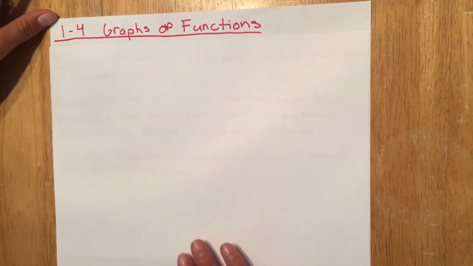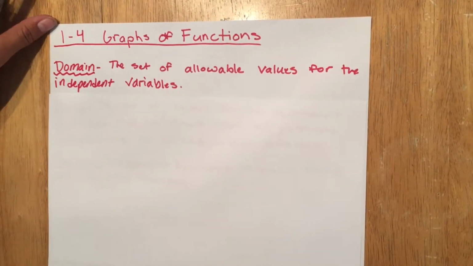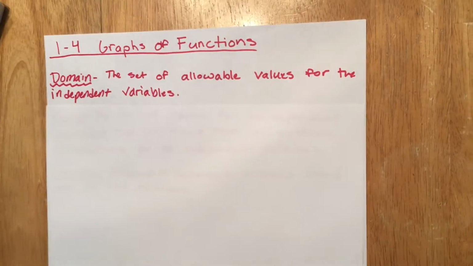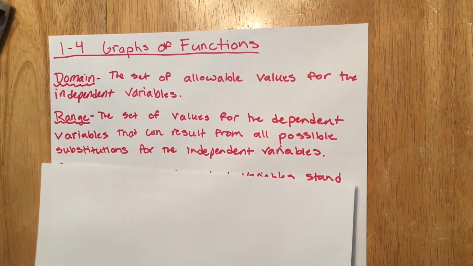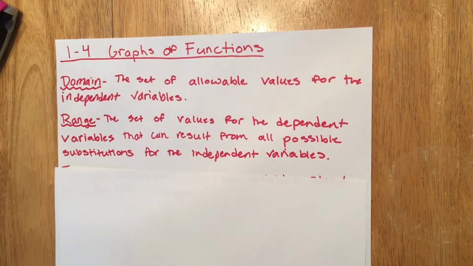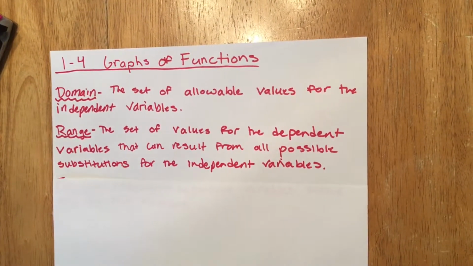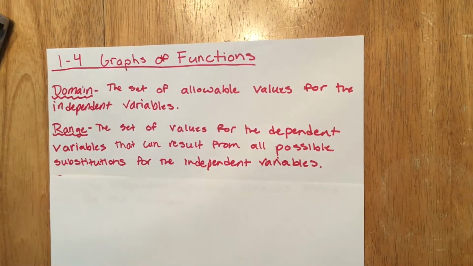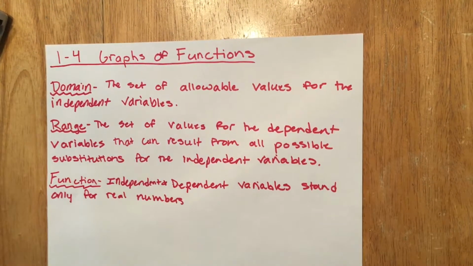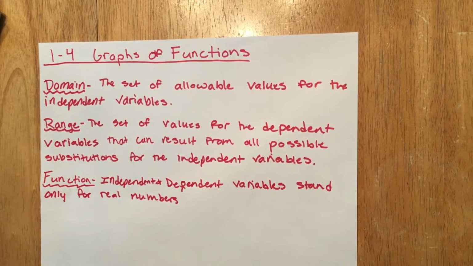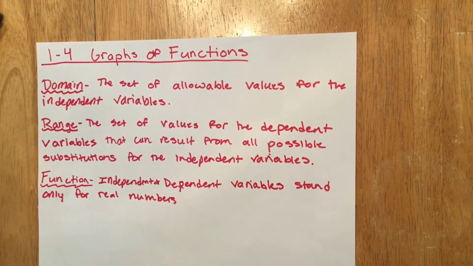Lesson 1-4, Graphs of Functions. Domain: the set of allowable values for the independent variable. Range: the set of values for the dependent variable that can result from all possible substitutions for the independent variable. Function: independent and dependent variables stand only for real numbers.